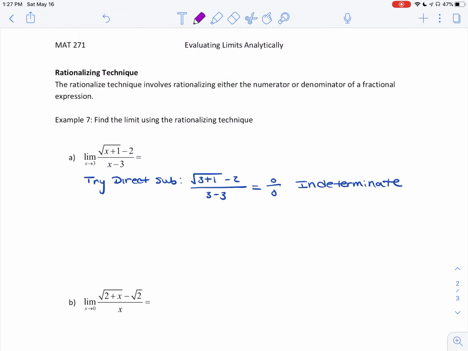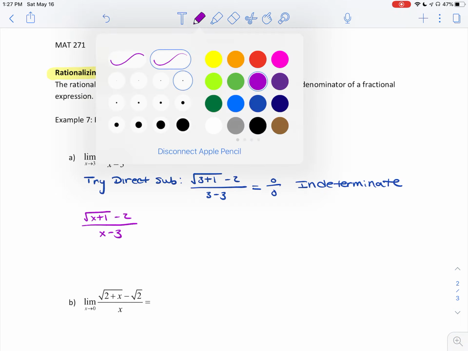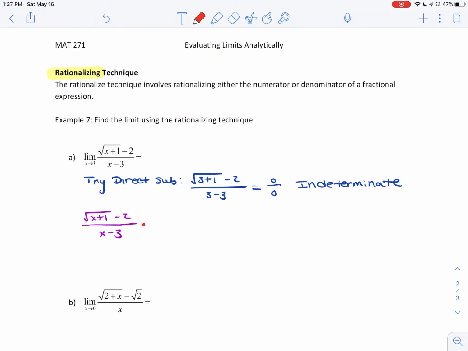So we're starting out with our original function, square root of x plus 1 minus 2 all over x minus 3. All right, now what we're going to be trying to do here is rationalizing. So in order to rationalize something like this, we need to multiply by the conjugate. Since the square root's on top, we're going to multiply by the conjugate of the numerator. Remember, conjugate just means that we're changing the sign in the middle. So since it was a minus to begin with, we're going to change it to a plus.